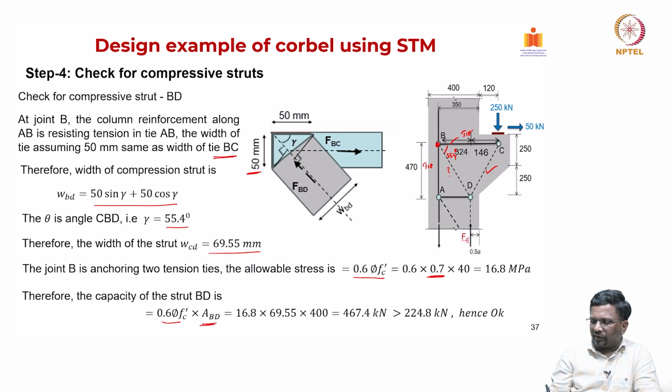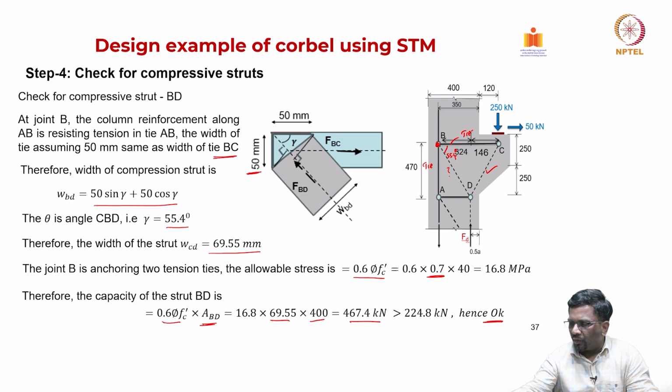Again, I substitute this stress times the area of the strut. The width is 69.55, and perpendicular to the plane we are looking at, the width of the column is 400. So, you multiply that, that is 467.4 kilonewton, which is higher than 224.8 kilonewton. So, therefore, it is okay. That means this strut BD is also okay capacity-wise, this we have checked, right.